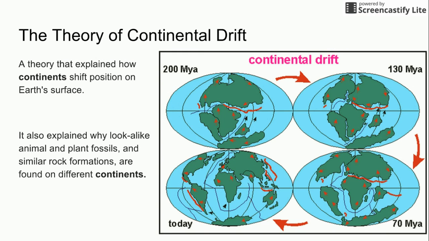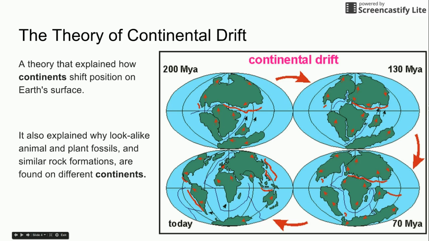So what is the theory of continental drift? It's a theory that explains how continents shift positions on the Earth's surface. It also explained why look-alike animal and plant fossils and similar rock formations are found on different continents. About 200 million years ago, it was suggested that the continents looked something like this, and they were all very close to each other.